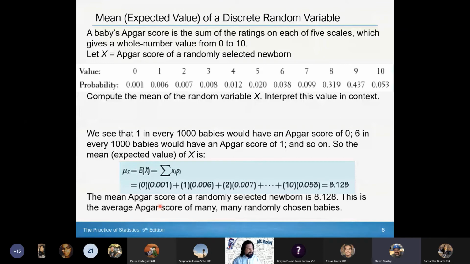Right, so the mean APGAR score of a randomly selected newborn is 8.128. This is the average APGAR score of many randomly chosen babies. Right, and we use that term expected value because based on the probabilities that we know, based on statistics, we can say, hey, over many trials, this is what we expect an APGAR score to be. That way we don't have to run more simulations, we can use the given data.